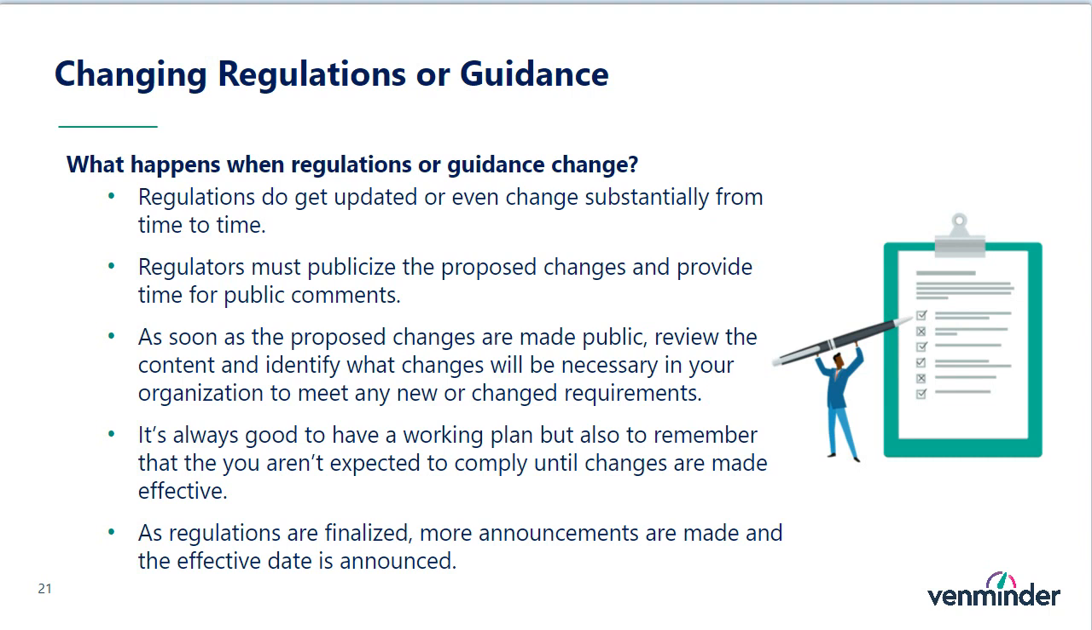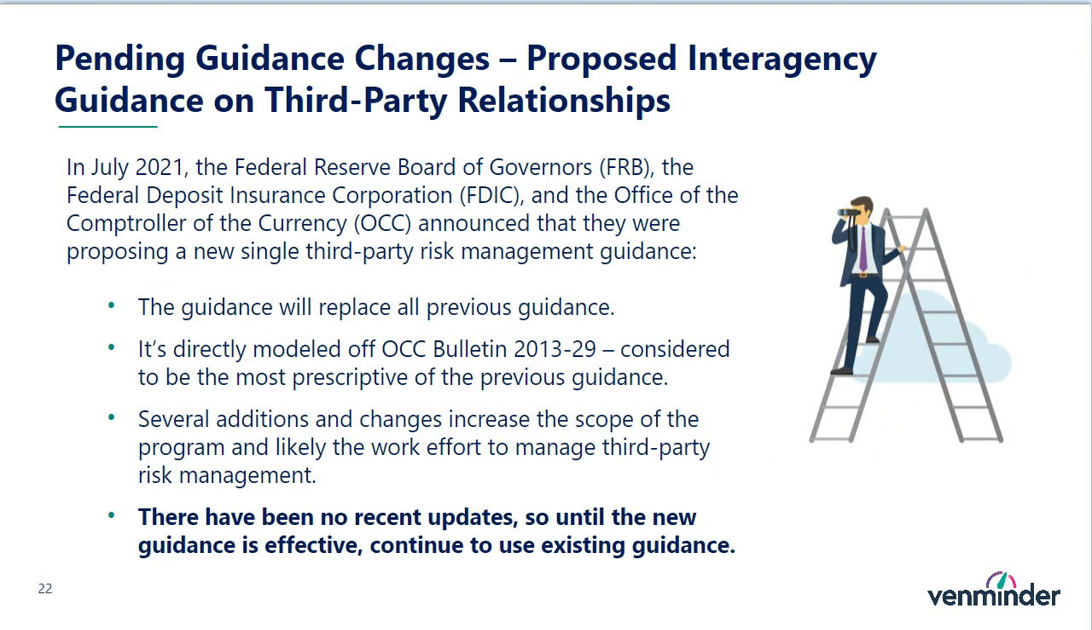All right. I know we have a lot of bankers on the phone today, so I just wanted to touch base on what is happening with the proposed interagency guidance on third-party relationships, or more likely what is not happening. Just some quick background. Last July, the FDIC, the Board of Governors, and the OCC came together and said, hey, we're going to put out a single universal guidance, and it's going to replace all the individual guidance for each agency. And it was kind of a mixed bag.